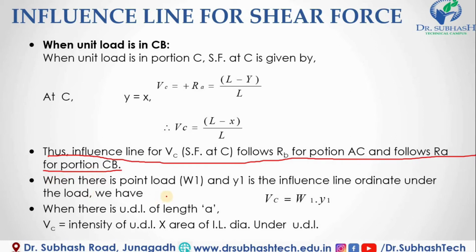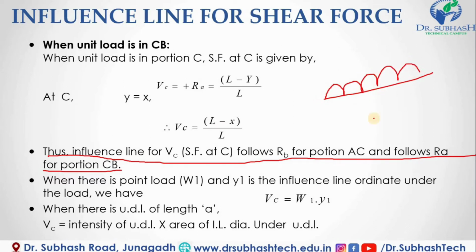So when there is a point load W1 and Y1 is the influence line coordinate under the load, we have to find the shear force at C as W1 into Y1 after applying any particular load. When there is a UDL of length a, VC is the intensity of UDL. Now, instead of a point load, in the beam we have a UDL.